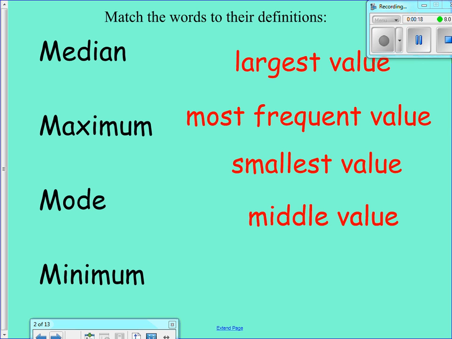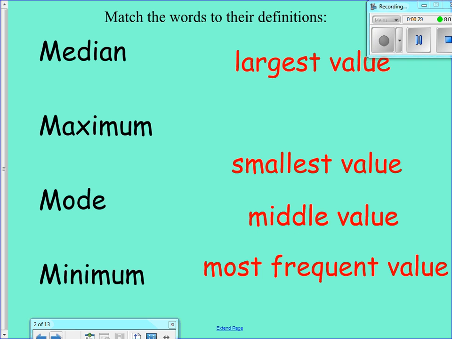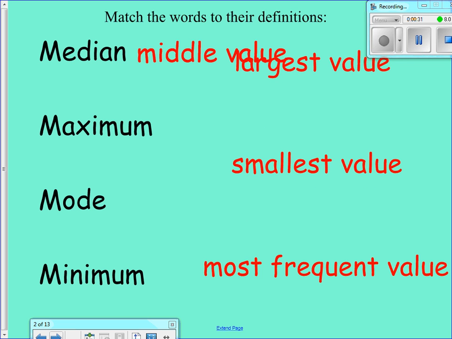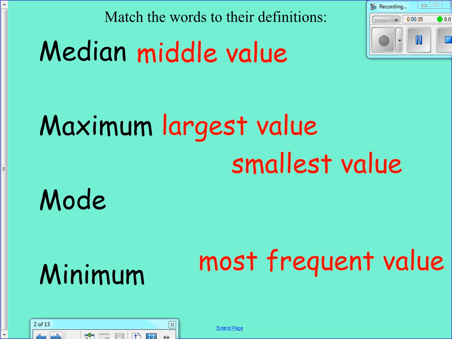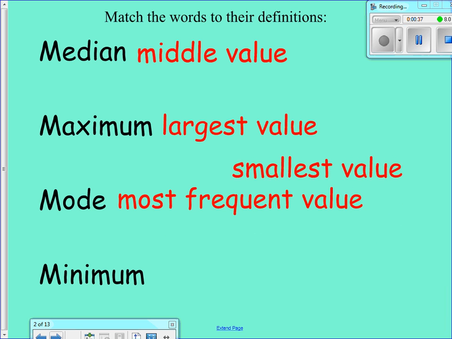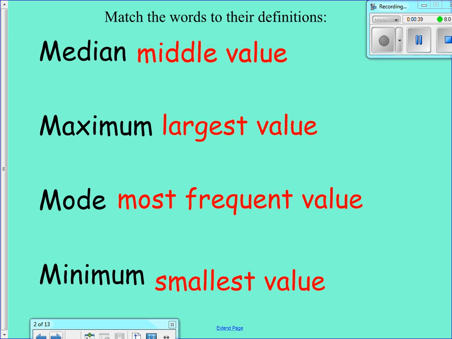First off, you're going to be having a part on your assessment that deals with median, maximum, mode, and minimum. We're going to be matching these up here. Our median is the number that is right in the middle. Our maximum is our largest value. Our mode is our most frequent value, the number happening the most. And our minimum is the smallest number.